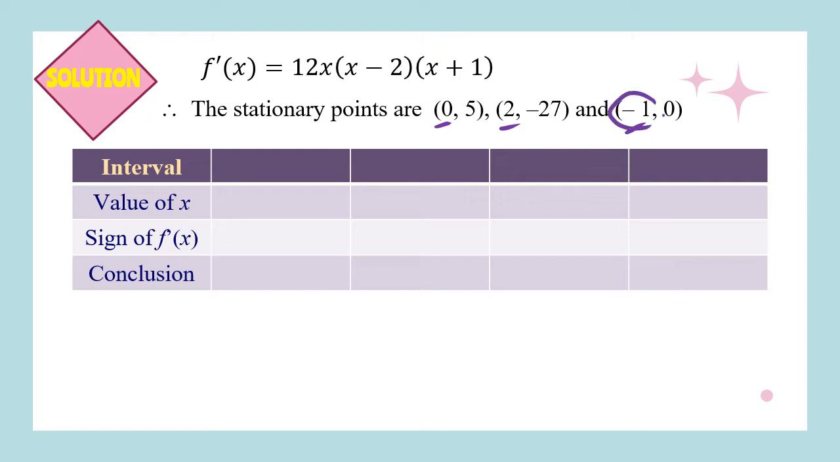So the interval before negative 1. Okay, so we have negative 1, we have 0, and we have 2. So what is the first interval? It should be from negative infinity to negative 1.